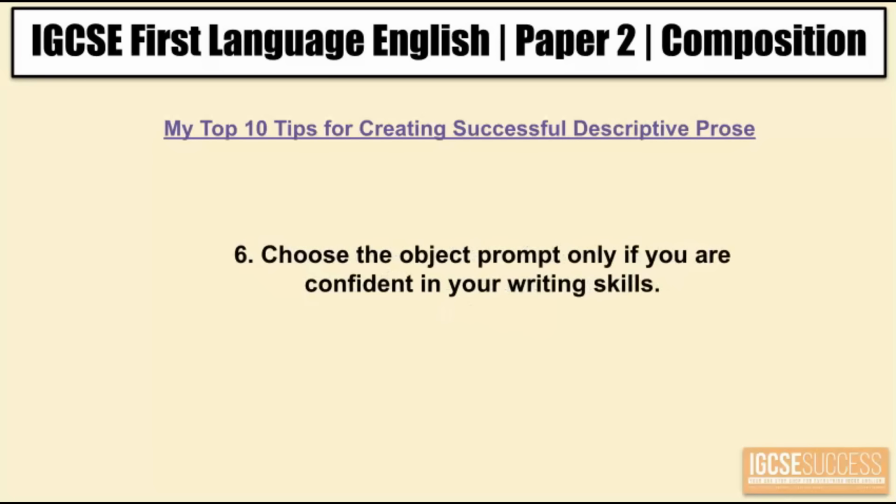Now, of course, for paper 2, you get 2 options. If you look back at some past papers, Cambridge sometimes likes to include an object prompt, and I put here, choose the object prompt only if you are confident in your writing skills. Invariably, this can be tricky for a number of reasons. It requires you to be really specific and detailed in your description. However, as I've said, if you're confident in your writing skills, absolutely go for it. But if you're unsure, it's best to pick the other option, which might be a scene of some sort.